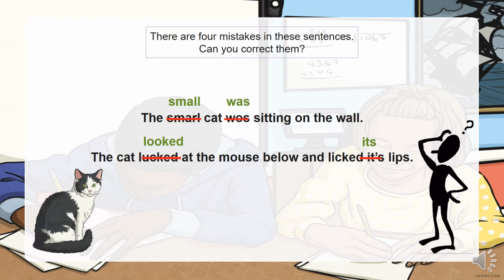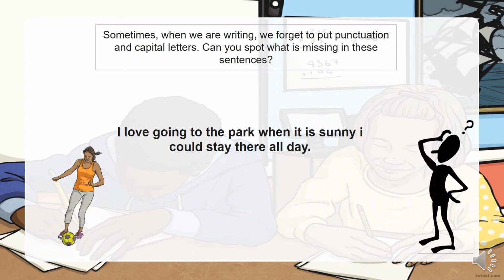Now, spelling mistakes aren't the only mistakes we need to look out for. Sometimes when we are writing, we forget to put punctuation and capital letters. Can you spot what is missing in these sentences? Now listen carefully as I read the sentence to you, because it will give you a clue as to where the punctuation needs to go. I love going to the park. When it is sunny, I could stay there all day. Pause the video while you have a think about it.